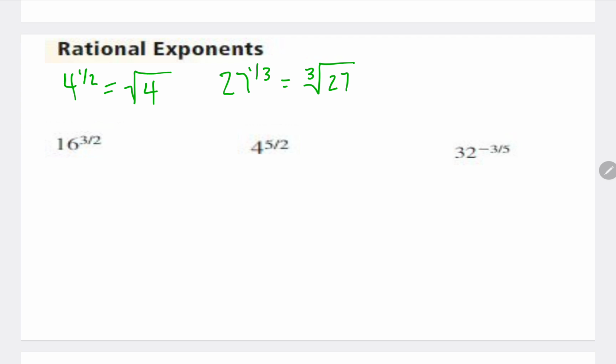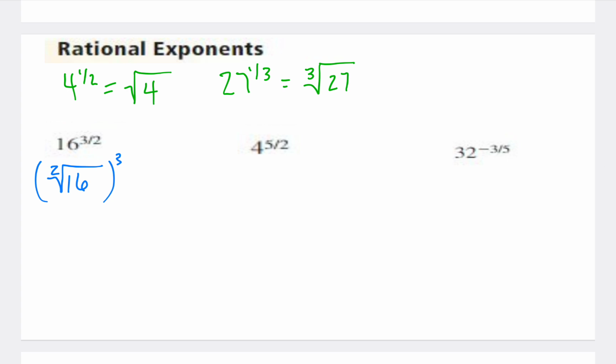So here are some more examples of that. But now the top number isn't just 1. So 16 to the 1/2 power would be the square root of 16. But since we want 16 to the 3/2 power, that's the square root of 16 to the 3rd power. You can put the 2 there, but if there's no number there, again, there's an invisible 2. It's just a square root sign.